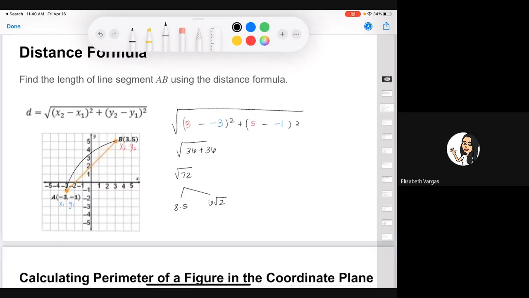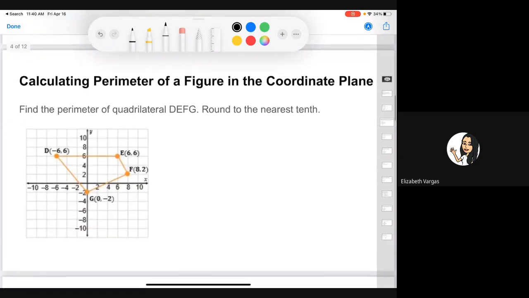No? Okay. So we can use the distance formula to find perimeter. So basically to find the perimeter, we would find the distance from D to E, the distance from E to F, from F to G, and from D to G. So that would be 4 different formulas that we can work with.